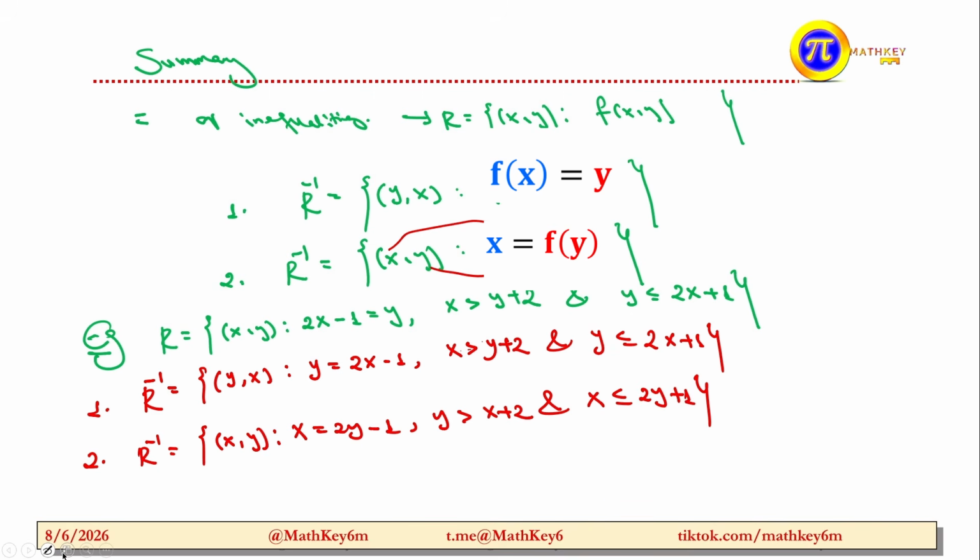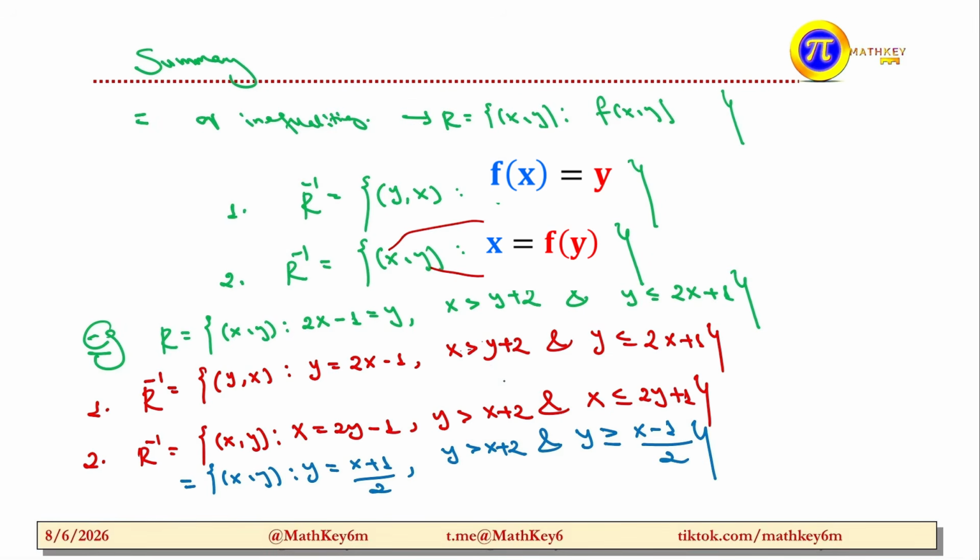When rearranged, this is also equal to {(x, y)}, where we can express y in terms of x. This becomes y = (x + 1)/2, y > x + 2, and lastly, solving y in terms of x, y ≥ (x − 1)/2. They are equivalent. This is equivalent with this one.